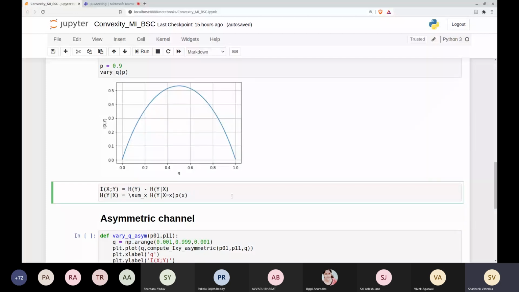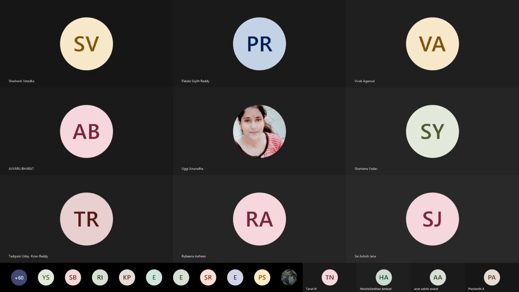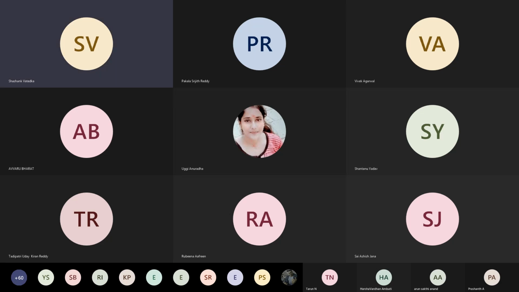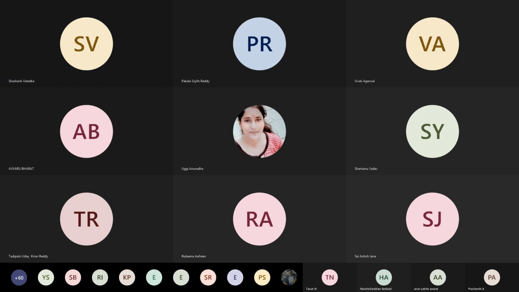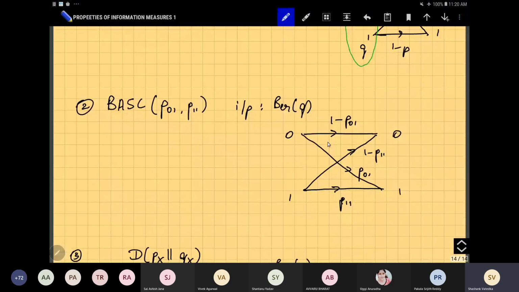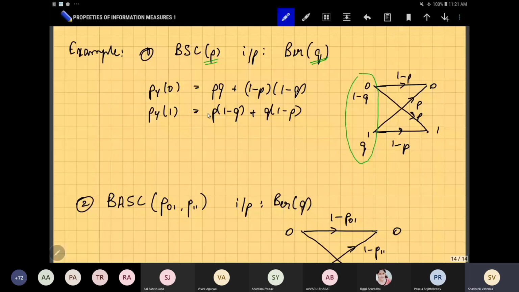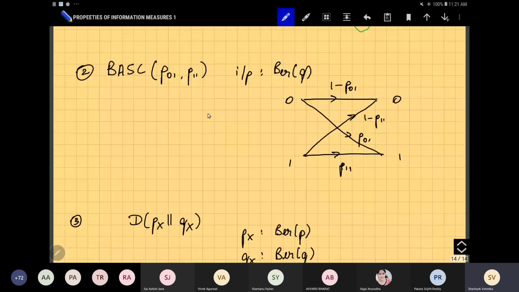What if we have an asymmetric channel? Let's see the following. All right, so let's look at a binary asymmetric channel described by two parameters, P01 and P11. So unlike the binary symmetric channel, where the probability that 0 becomes a 1 is the same as the probability that 1 becomes a 0, the binary asymmetric channel treats zeros and ones differently.